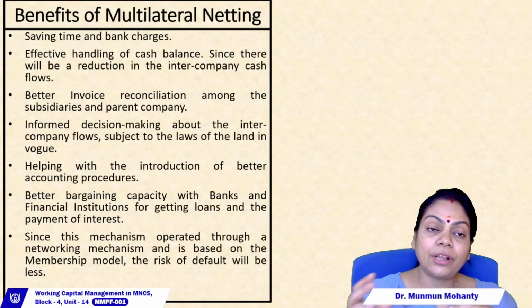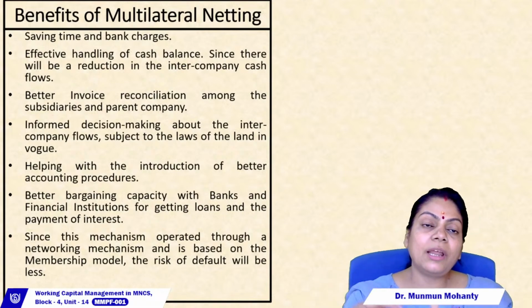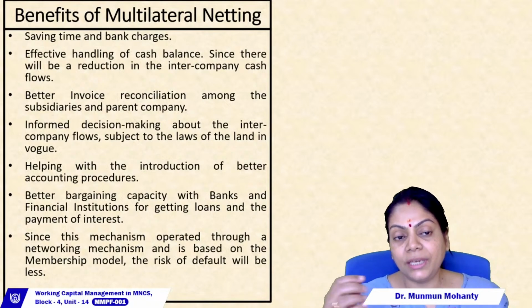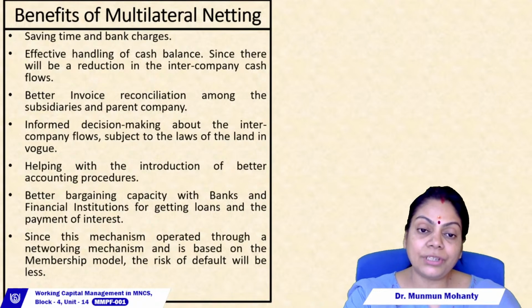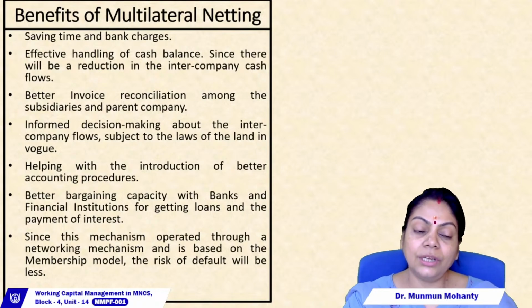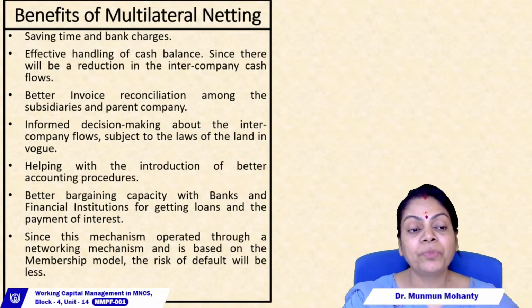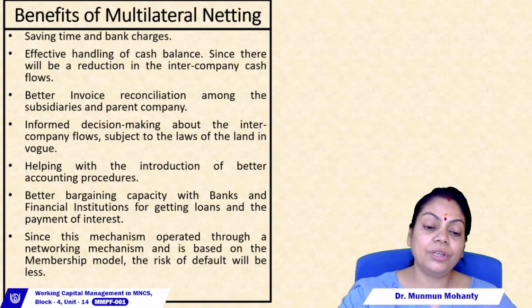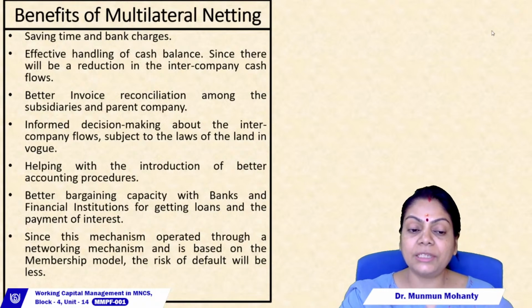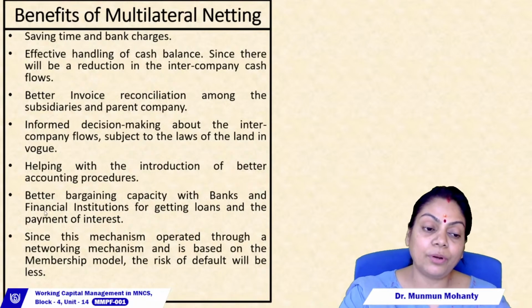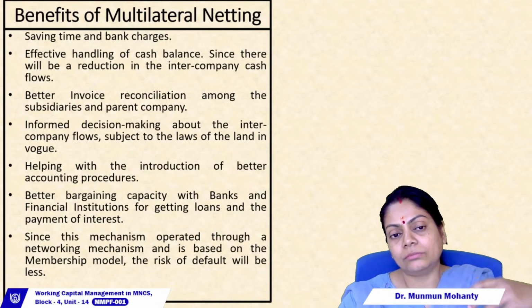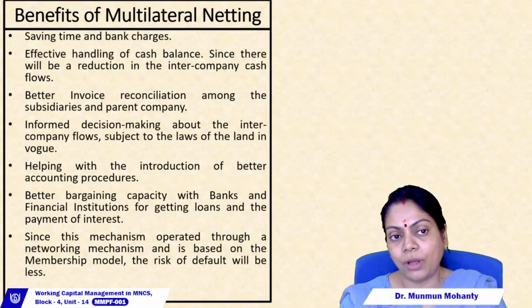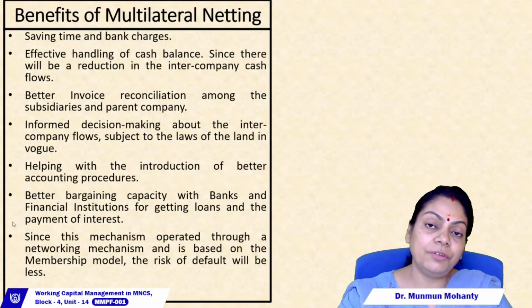There will be reduction in intercompany cash flow also. Now, you can have better reconciliation with the subsidiaries and the parent company. You can take better decisions about the intercorporate flow of funds, obviously subject to the country in which we are operating. It can help with introduction of better accounting practices. You will have good bargaining power with the banks and financial institutions. Okay, now since this mechanism is based on a membership model where the various parties become the members of one multilateral netting, the risk of default will also be less.